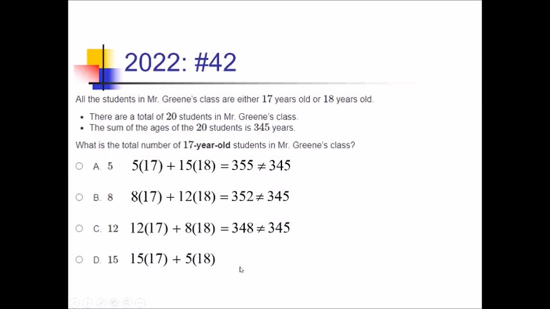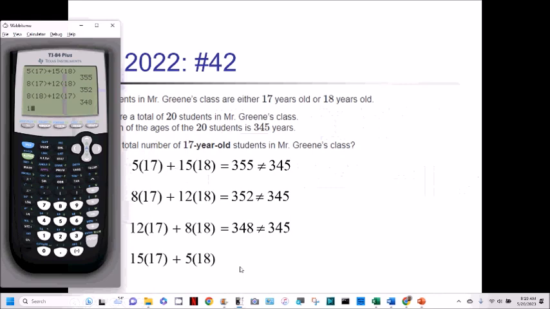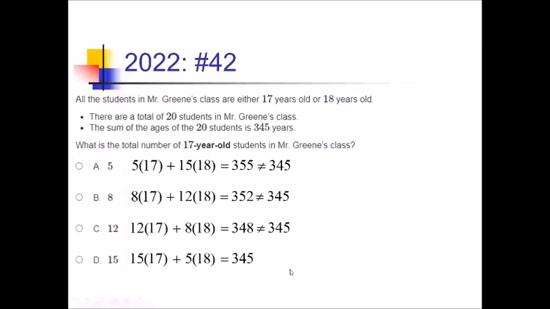But if you're not sure, we can always go back and actually crunch those numbers. So we have 15 times 17 and 5 times 18. Enter, and that is 345. So there we go, choice D.